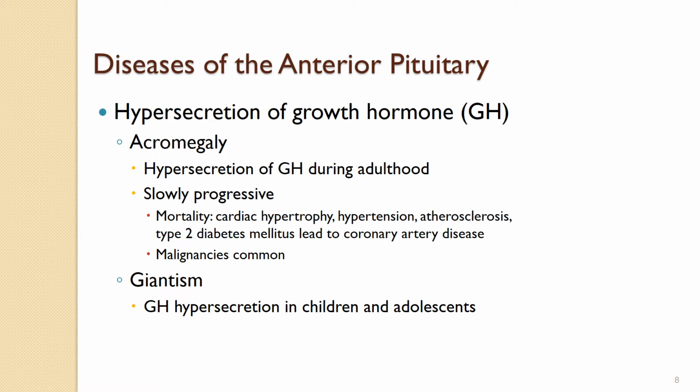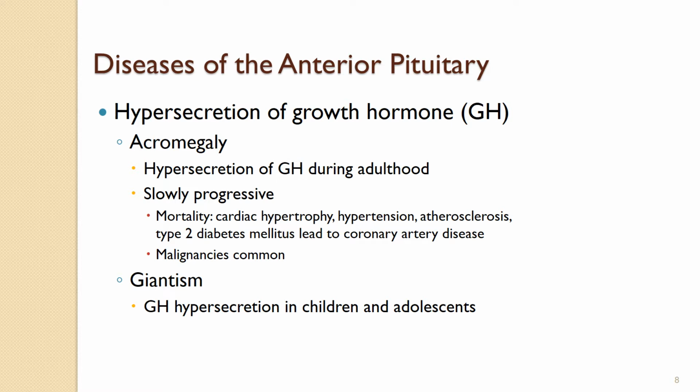Growth hormone is one of the important hormones that regulate growth, and there are two disorders related to hypersecretion of growth hormone. Acromegaly occurs only when we have too much production of growth hormone during adulthood, and this is a slowly progressive disease. Acromegaly is not a childhood disease. The disease slowly progresses, and a patient may die from cardiac hypertrophy, hypertension, atherosclerosis, may develop diabetes, and as a consequence, of course, endothelial dysfunction and coronary artery disease, and may have malignancies growing.